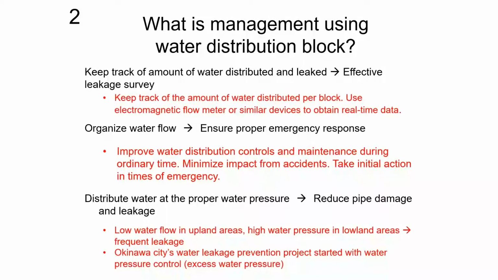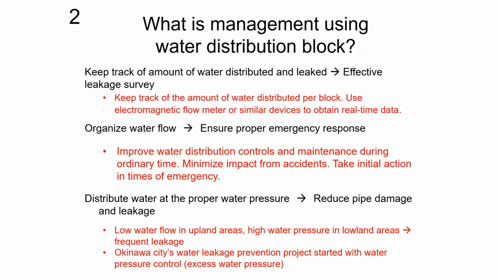Second, organizing water flow by establishing distribution blocks helps minimize supply interruptions for leak repair work and burst and other negative impacts from natural disaster. It also enables to minimize affected area from accidents and to take prompt initial response in case of emergency.